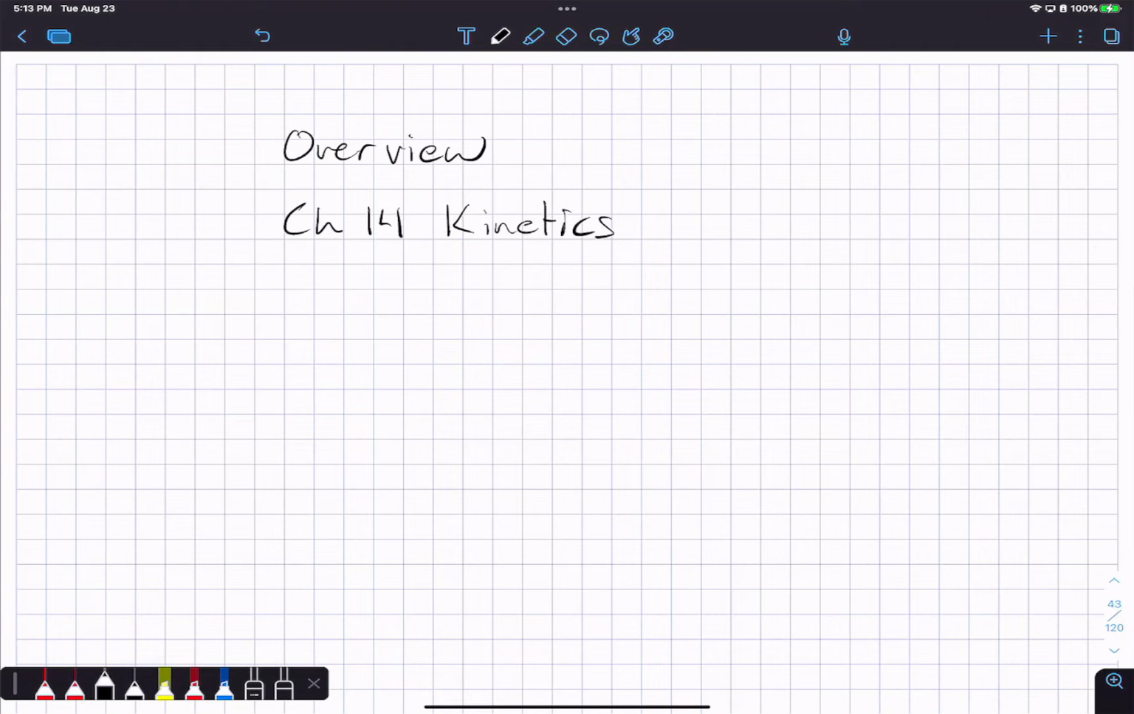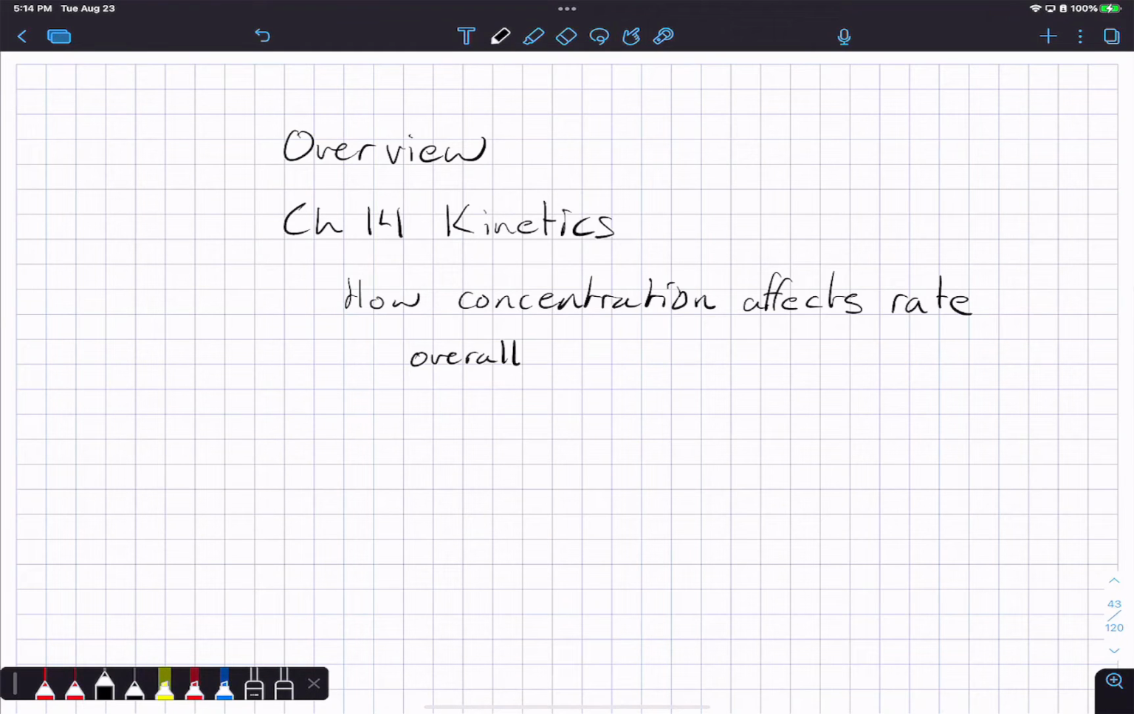So the first thing that we talked about was how concentration affects rate. We talked about collision theory a little bit. If you increase the concentration, generally the rate of the reaction increases. So we had the overall rate expression, and that was for a generic reaction of A plus B gives you C plus D.